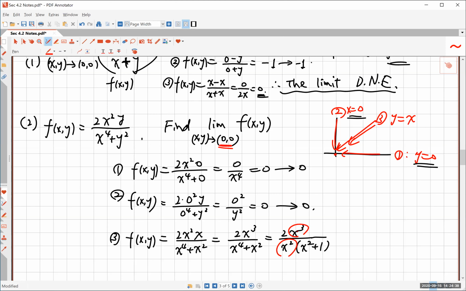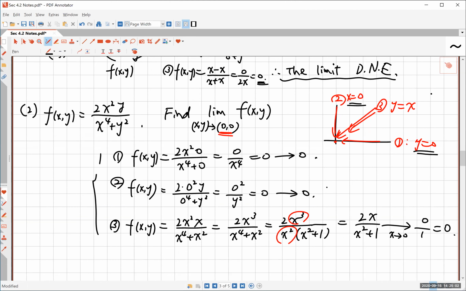you can cancel, not quite. The top is going to be 2x. The denominator is x squared plus 1. If you plug in x equal to 0, or x approaches 0 here, actually x can be plugged in as equal to 0. This is 0 over 1, and it is 0. Again, 0, 0, 0. Maybe the answer is 0, right?